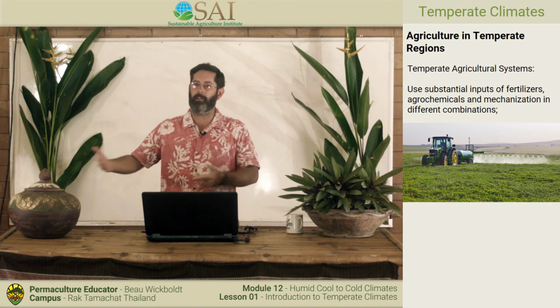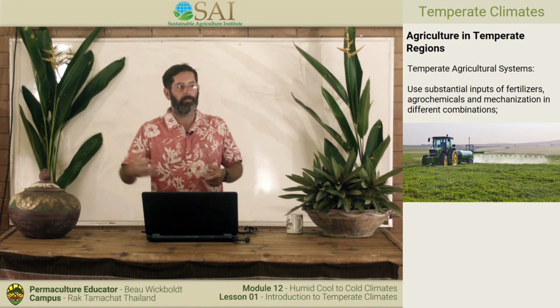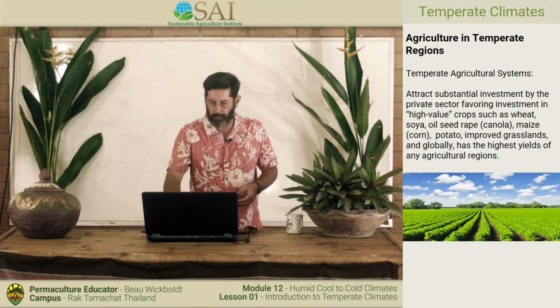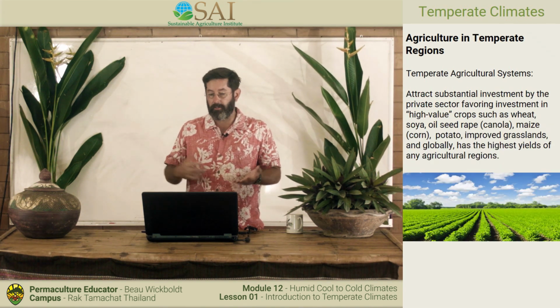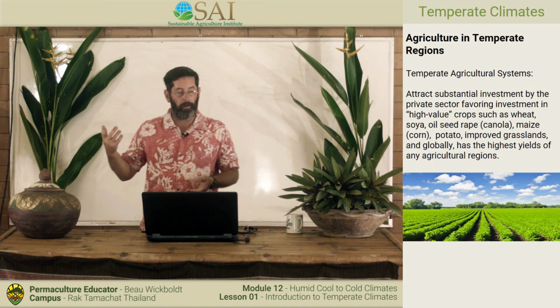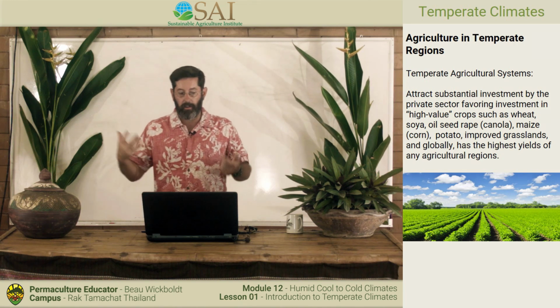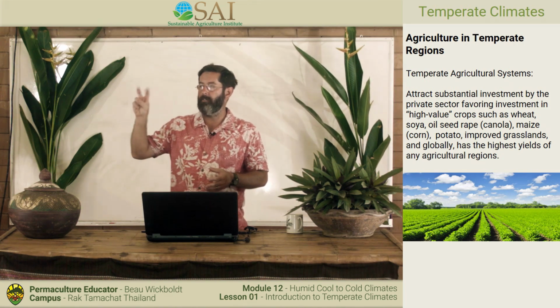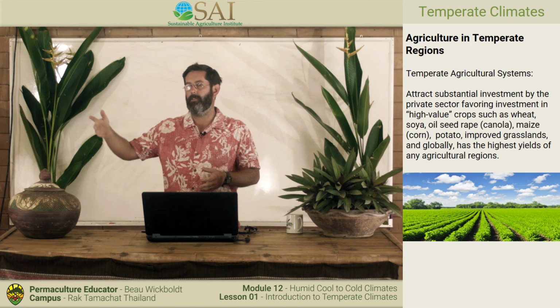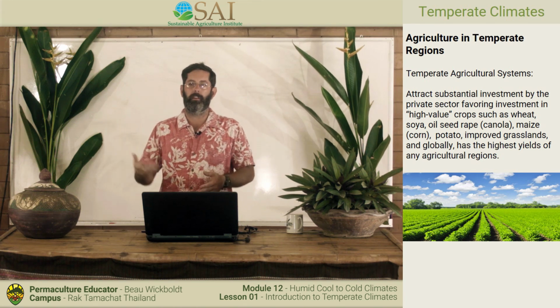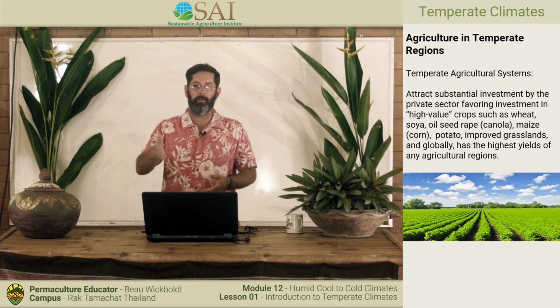How can we still get production, yield, and support our family, but without that type of agricultural system? So we want to attract substantial investment. These systems are in what we know as the private sector. They favor investment in what they know as high-value crops, meaning they tend to want to grow things that get a very good yield, a return, through mechanization.